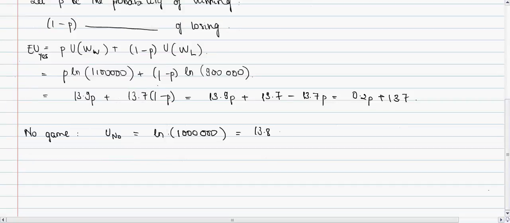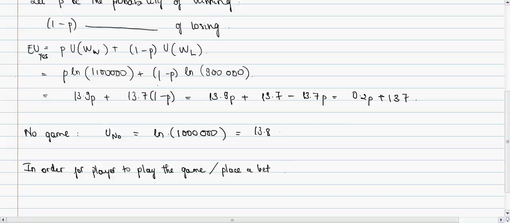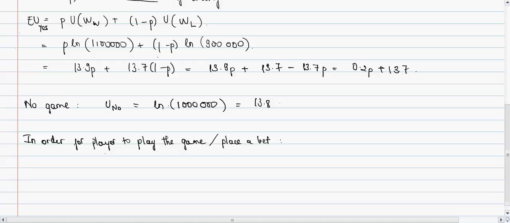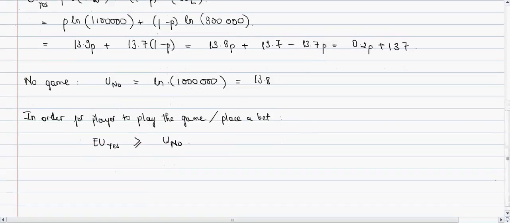Okay, so in order for the player to play the game, or in this case to place a bet, the expected utility of playing the game will have to be bigger than or at least equal to the utility the person could get by not doing anything. If this is not the case, then he will never choose to play the game. So the expected utility of doing the gamble has to be bigger than or at least equal to the utility of no gamble.